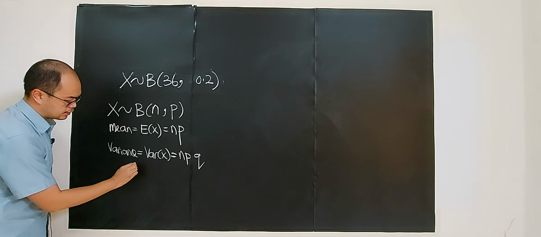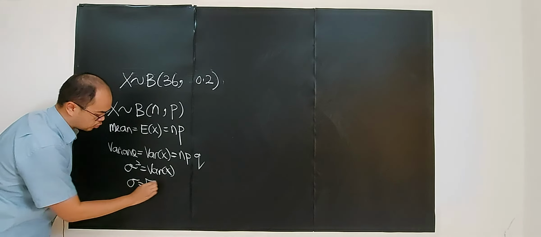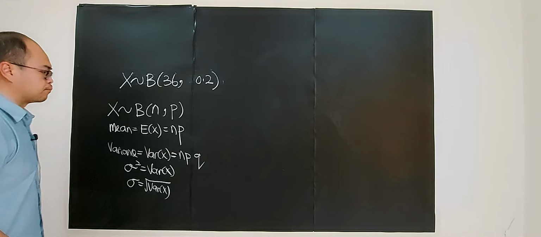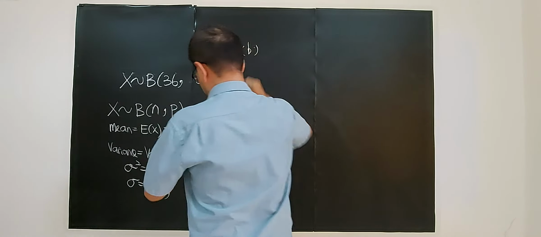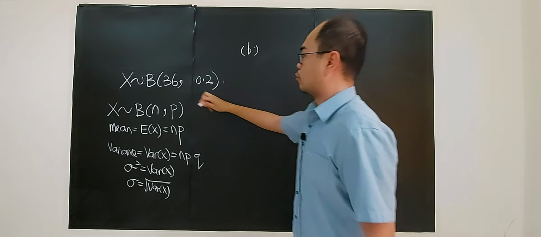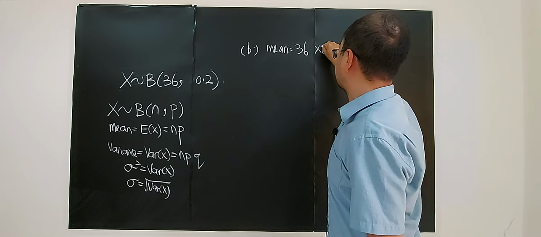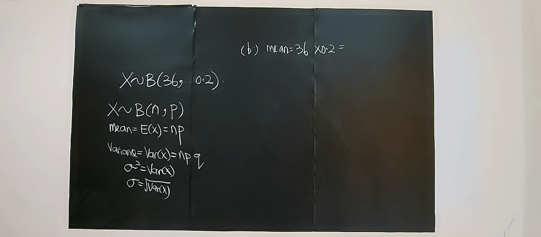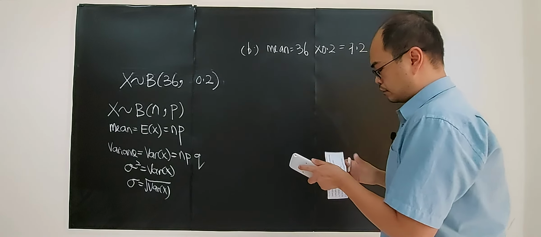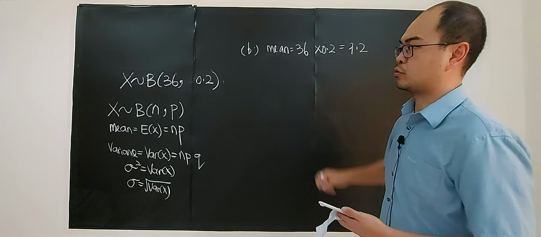The standard deviation will be the square root of the variance of x. These are all the important formulas that you should know. So for part B, calculate the mean number of times he wins. You have 36 tries, and I multiply by the probability of success. So I take 36 multiplied with 0.2, which gives 7.2. The mean number of times he wins is 7.2, meaning that in 36 tries we expect that he will win 7.2 times.